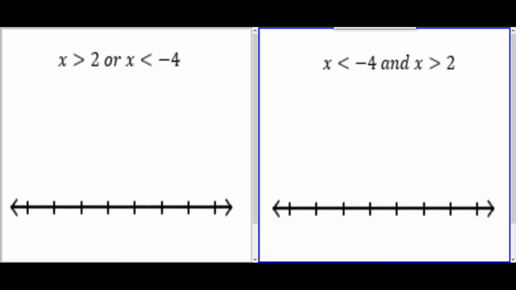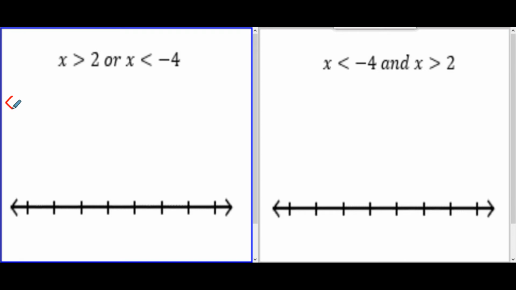So we're going to plot these each on their own number line. So I'll say x is bigger than 2. Here's a number line. Here's 0, 1, 2, 3, 4. And then I'm going to shade this one. Notice there's no equal to sign, so I should have an open circle, and x is bigger than 2, so I'm going to shade to the right.